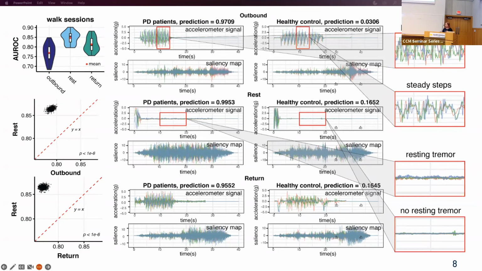And this was also in accordance with results where we compared prediction performance using three kinds of walking phase: the outbound, resting, and return. And we found that using the resting record only has better performance than using the walking record.